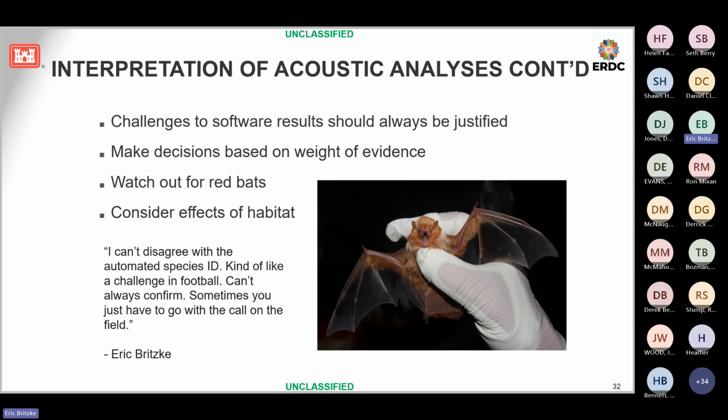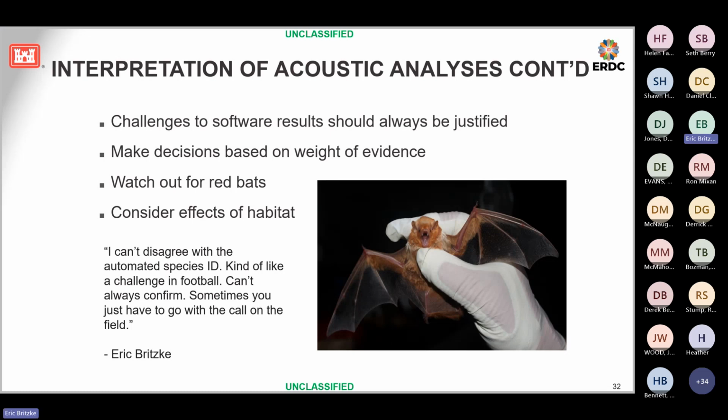Watch out for red bats. There are many reasons to watch out for red bats, but this one is that red bats make echolocation calls that look like a bunch of different species. And the other thing is when you are doing the call analysis, it's always good to have an idea of what the structure looks like there. Is it maybe a little bit more cluttered? So you maybe expect a little more FM call structure there.